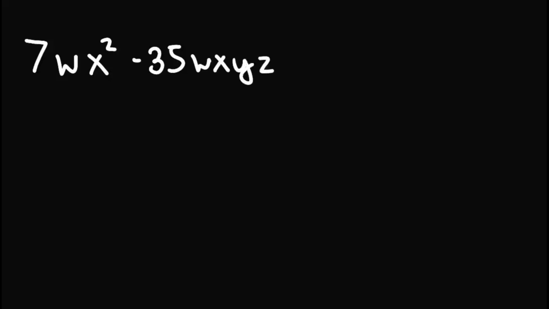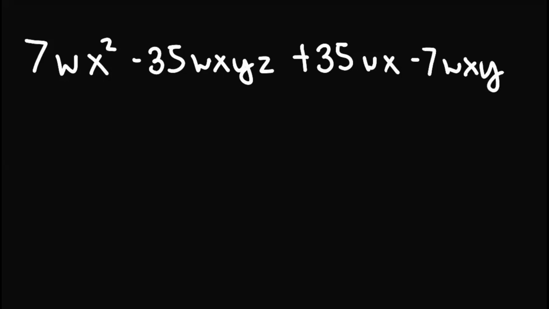So let's have one last example. Let's have 7w x squared minus 35 w x y z plus 35 w x minus 7 w x y. So this looks quite complicated, but let's figure this out.